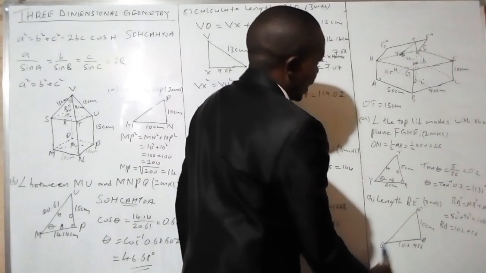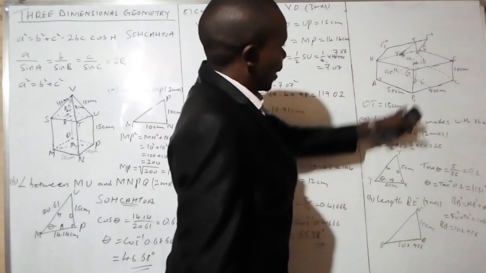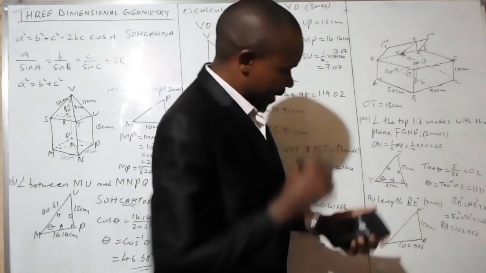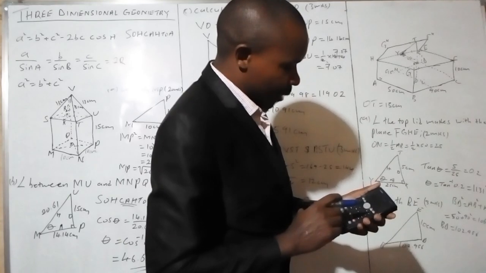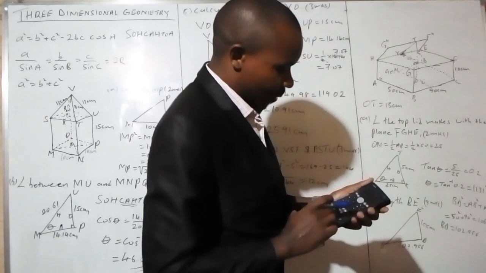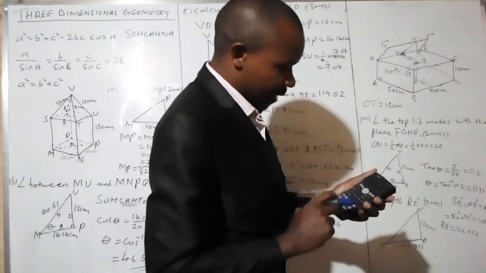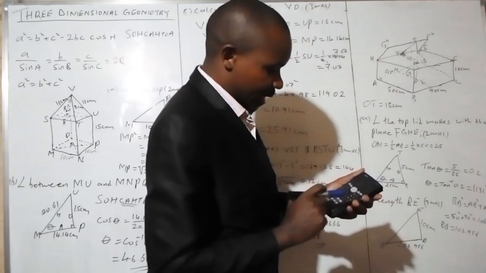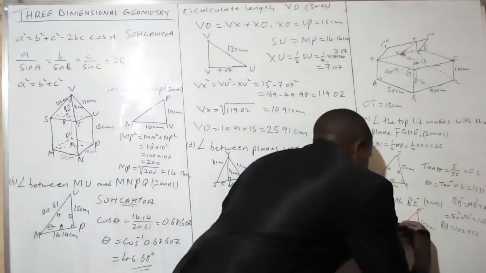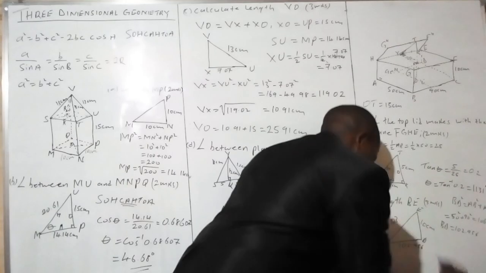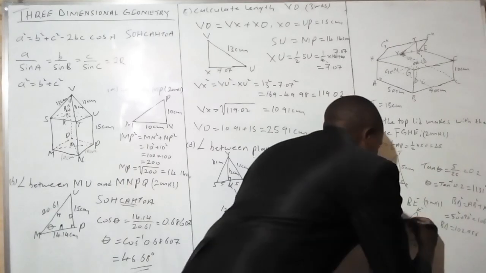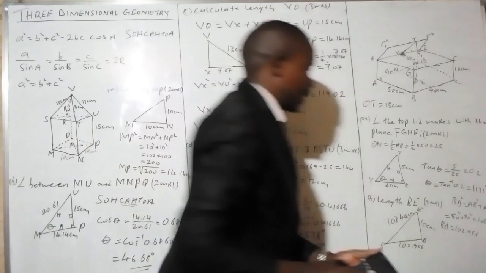Again, we use Pythagoras, B now E. We say 102.95 squared plus 10 squared, which is 100, then the square root of the answer. And the answer is 103.44 centimeters. That's how we're supposed to solve that question.